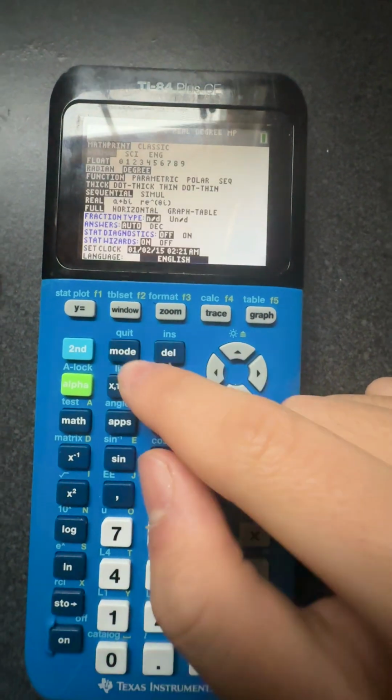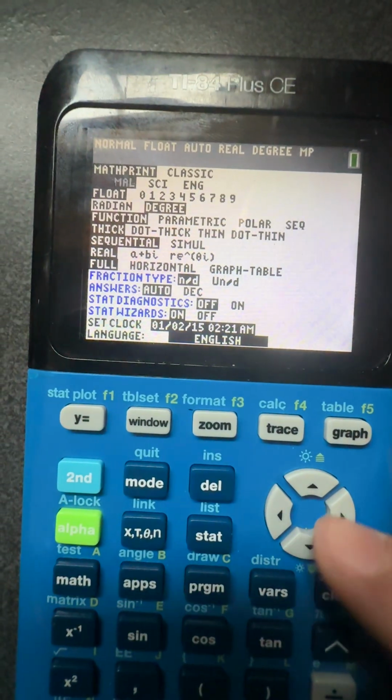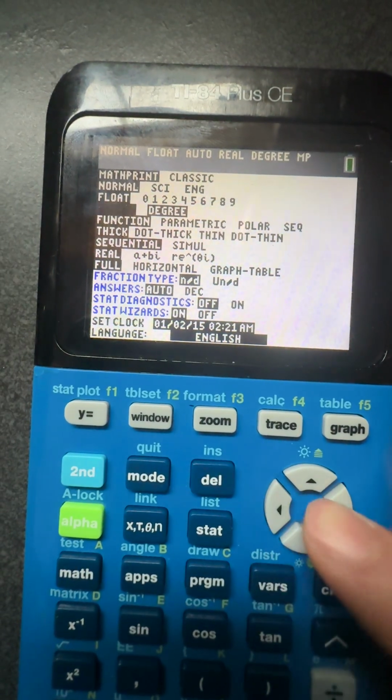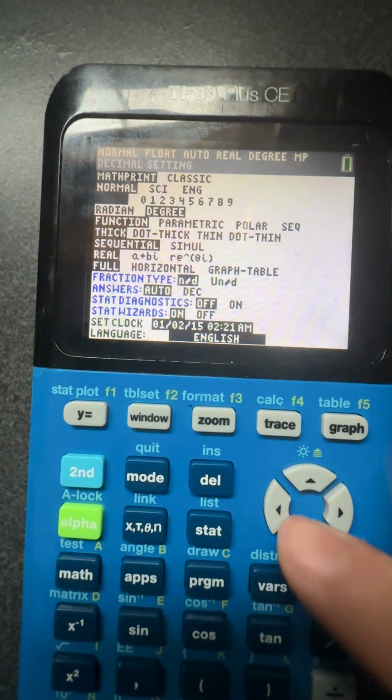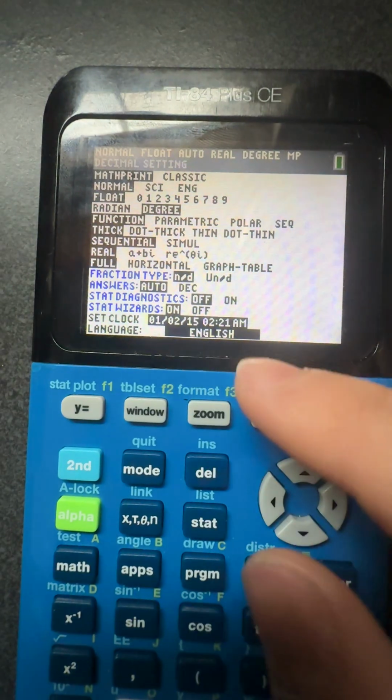And then there's probably a fundamental thing that you want to know. Hit mode. That's where you switch it between radian and degrees. So this is how my calculator is set up.